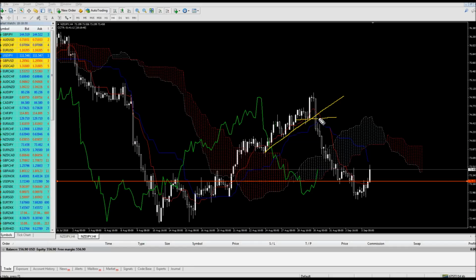We can see that the break happened from both this horizontal support and the uptrend line, and therefore placing a sell here was the right thing to do. That was the right thing to do, and you can see how many pips that gave us. If you want to place a sell, it will actually be at this point here. Now, why this point? Let me explain it.